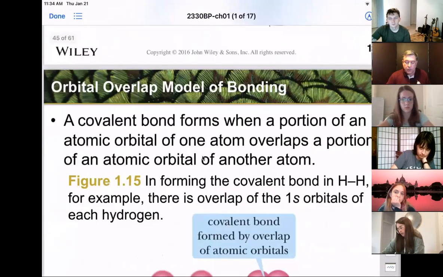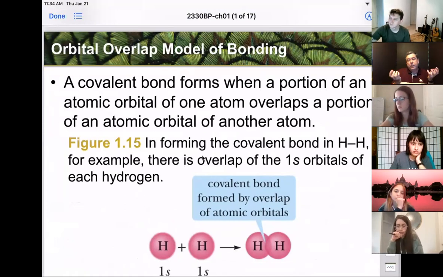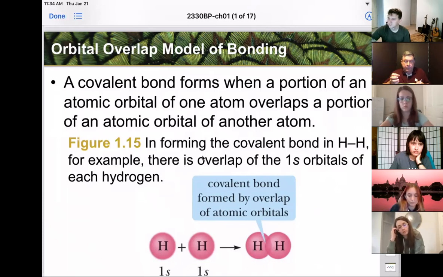Okay. So with the idea that each atom has these orbitals, what we have to do is figure out how we're going to make bonds out of these orbitals. The way we do that is we overlap the orbital of one atom with an orbital of another atom such that each of these orbitals can share its electron with the neighboring atom.